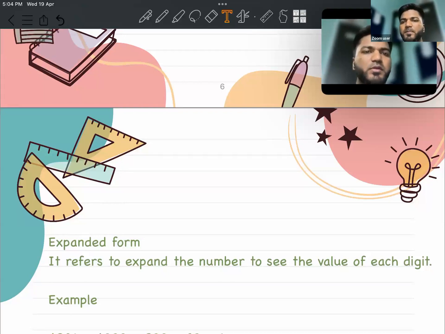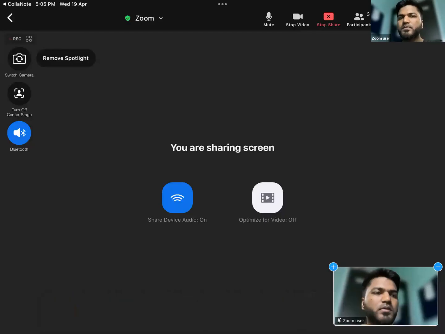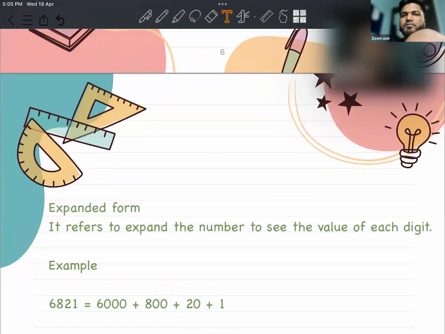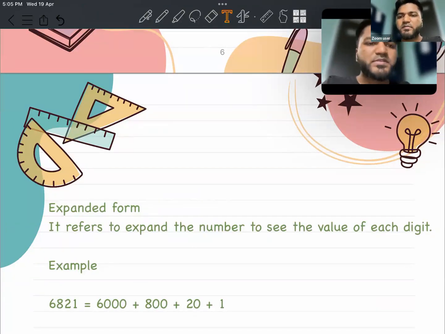Ashwathi, can you hear me properly? Excuse me, sir, just 1 minute. Okay. Yes, sir. Okay. Is the screen visible to you?